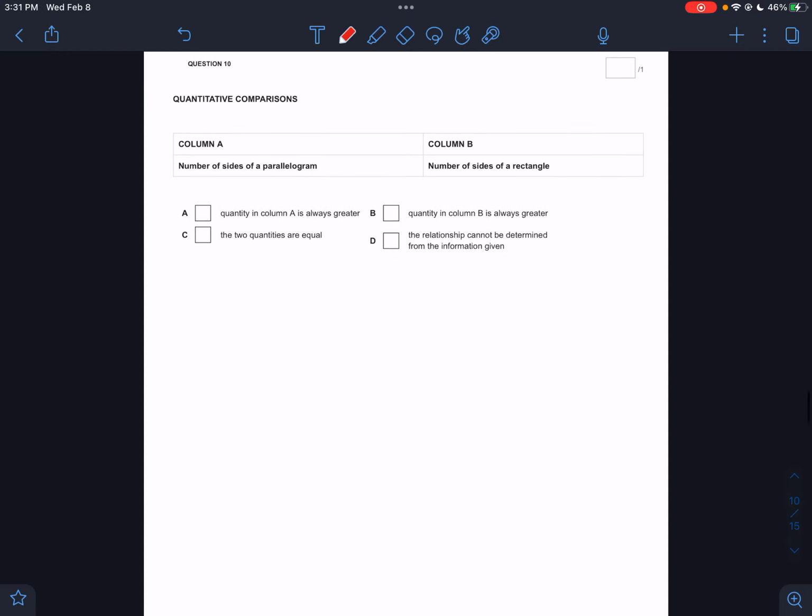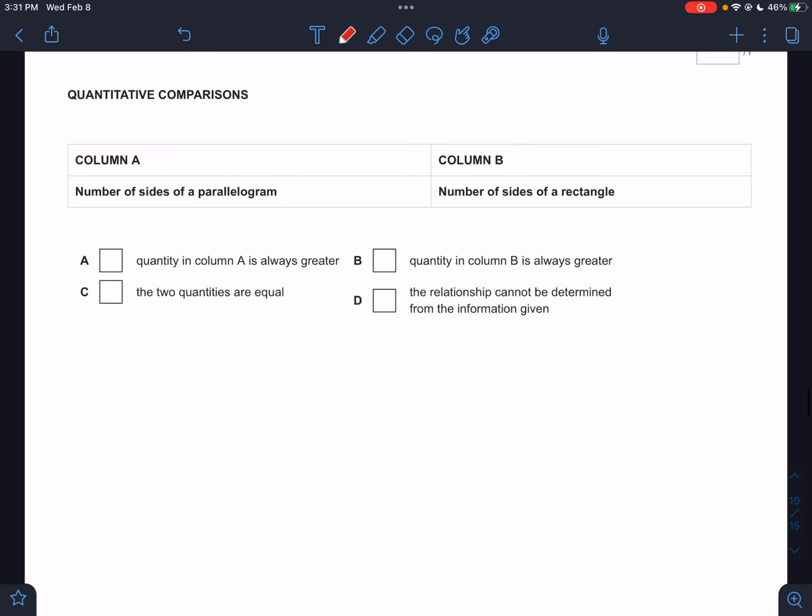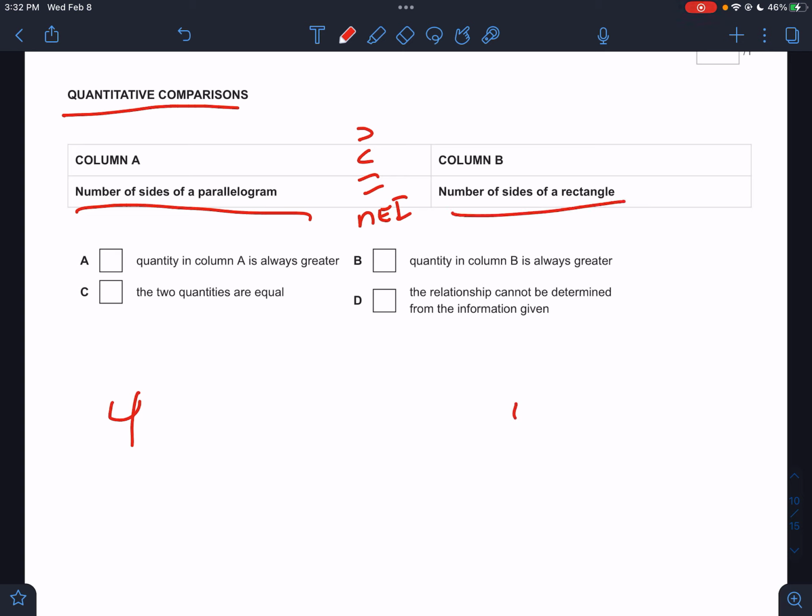Quantitative comparisons. All right. So basically we want to know, is it greater than, less than, equal, or not enough information? When you have quantitative comparisons, those are your 4 choices. So the number of sides of a parallelogram, 4. The number of sides of a rectangle, 4. The 2 quantities are equal.